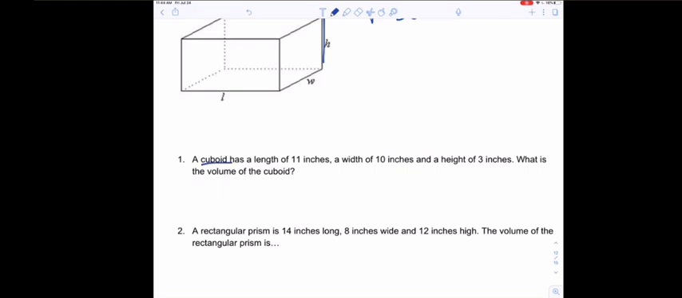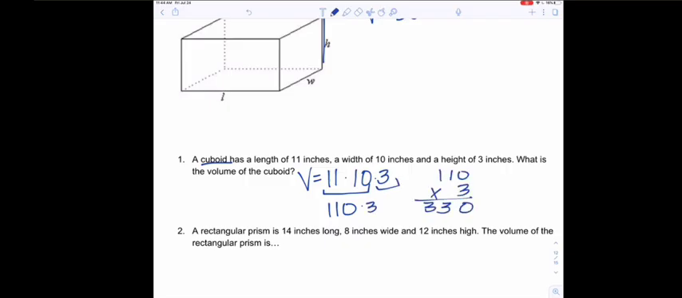Okay? So a cuboid has a length of 11 inches, a width of 10 inches, and a height of 3 inches. What is the volume? So the volume is length times width times height. All right, here we go. 11 times 10 gives me 110, times 3. 110 times 3 gives me 0, 3, 3. The volume is 330 inches cubed. Okay? All right, pretty easy.